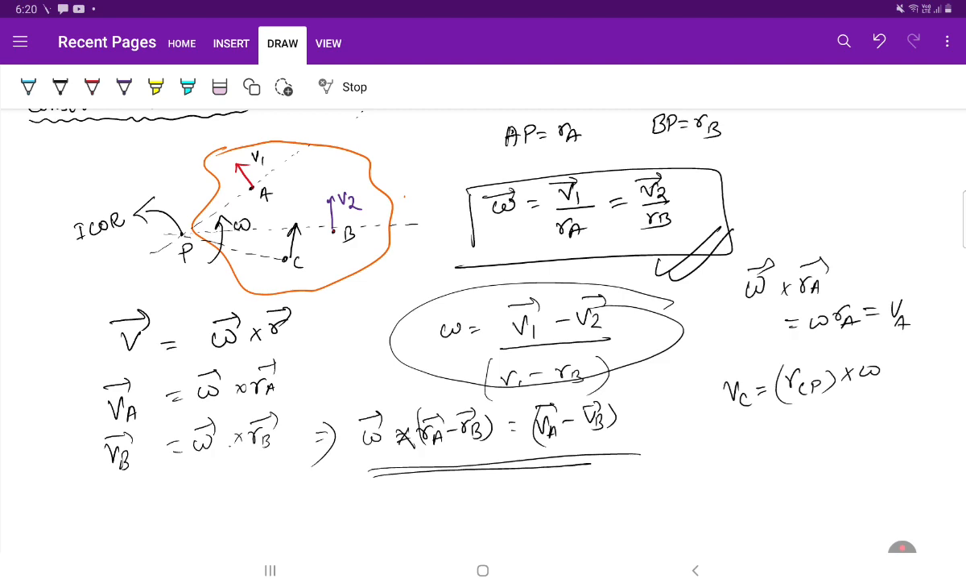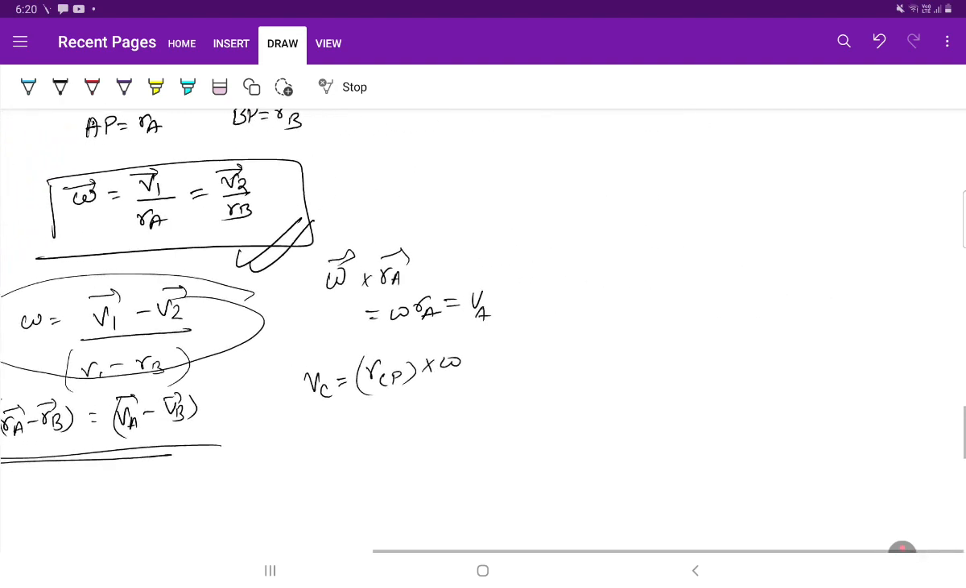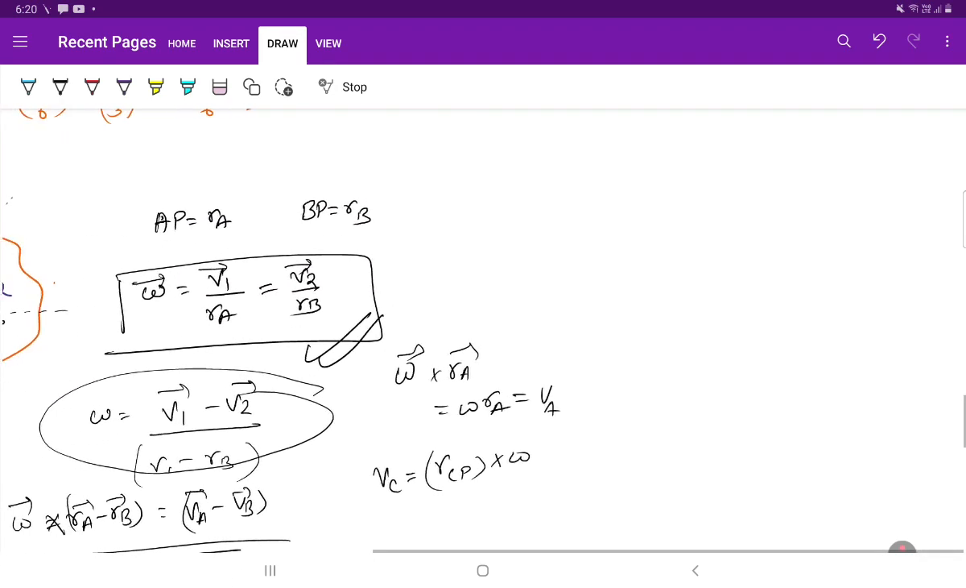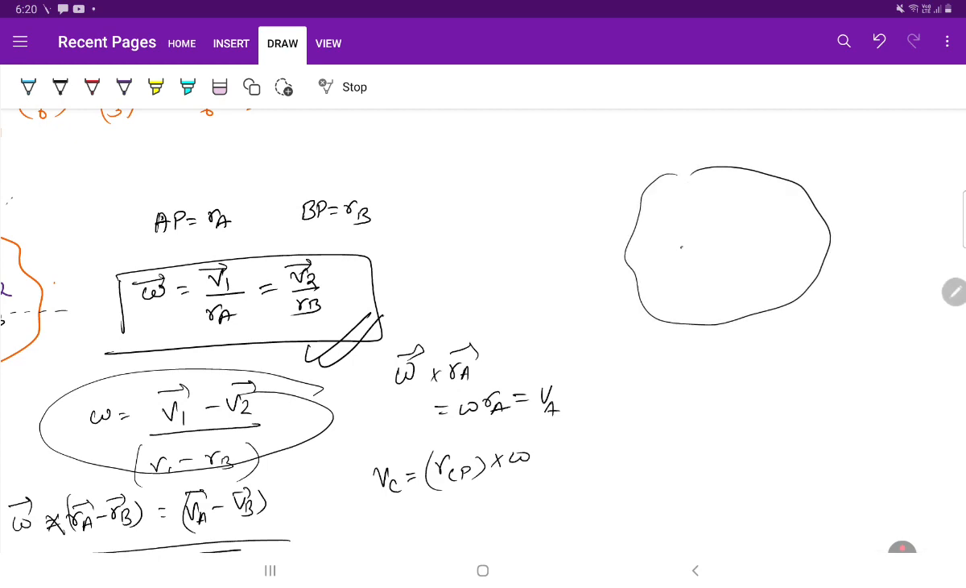Now, there may be a question within yourself: if A and B both have parallel velocities, suppose the velocities of A and B are parallel. In this case, this is velocity of A and this is velocity of B. Then, does there exist any center of rotation? It may not be there, but it may be there also.